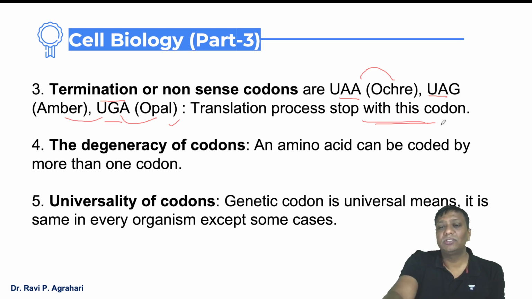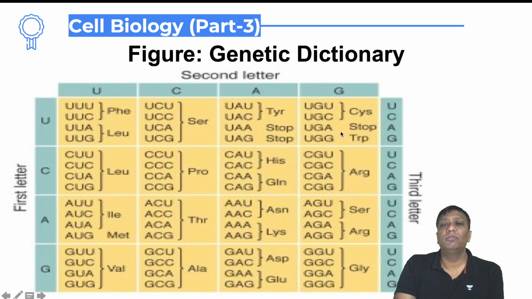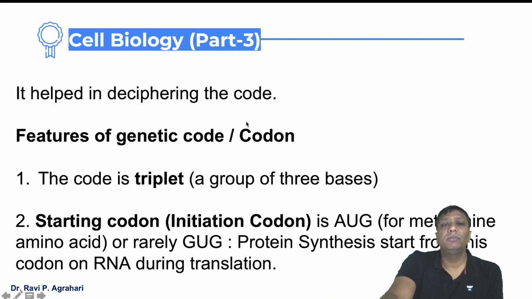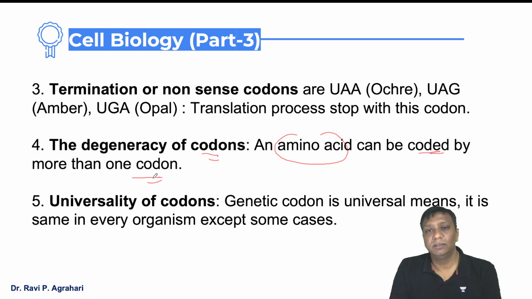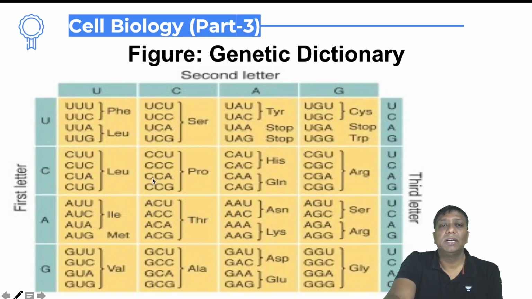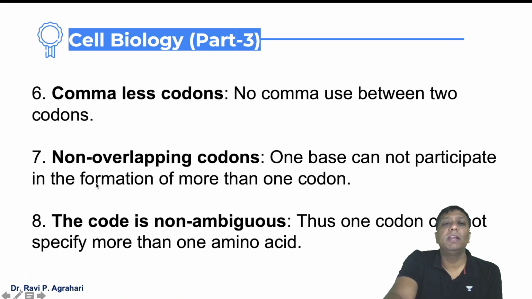Okay, everyone, and these stop codons you have seen here: UGA, UAA, UAG. I hope you are very clear. What is the meaning of degeneracy of codon? Degeneracy of codon means a single amino acid is coded by more than one codon. You have already seen, a single amino acid is coded by more than one codon. See, leucine is coded by up to six types. I hope you are very clear.